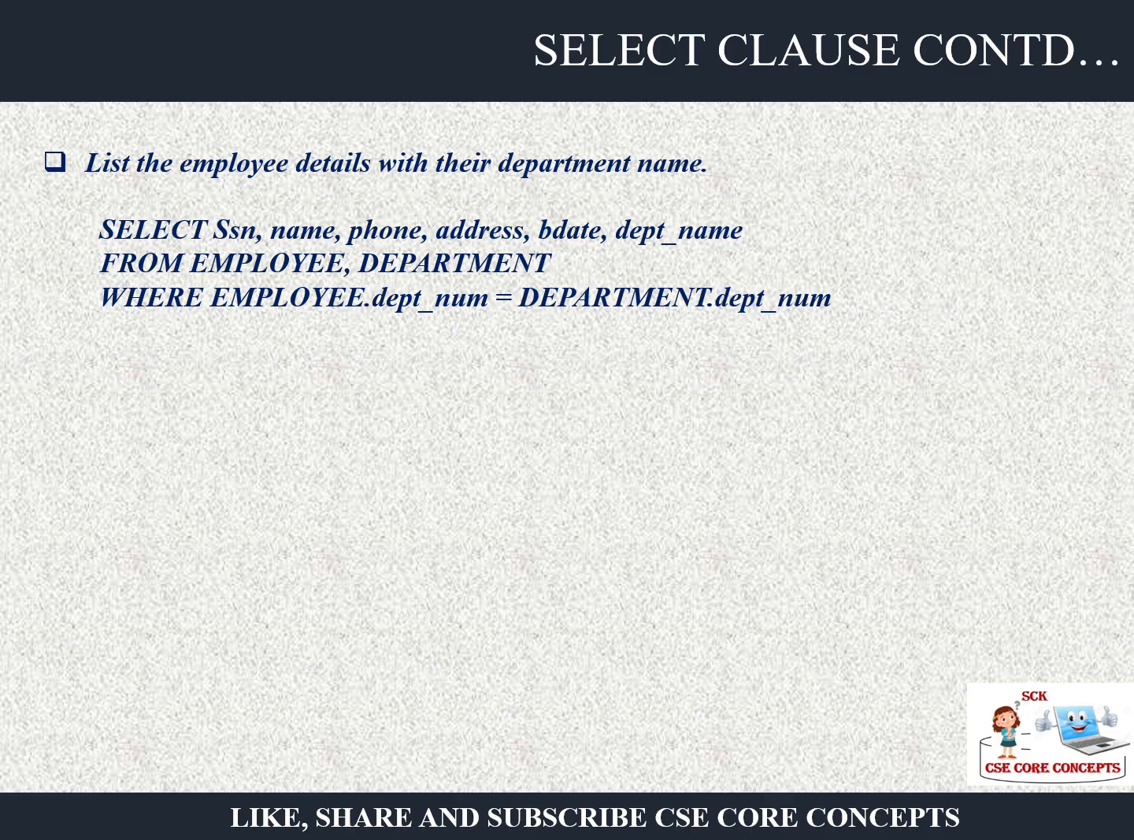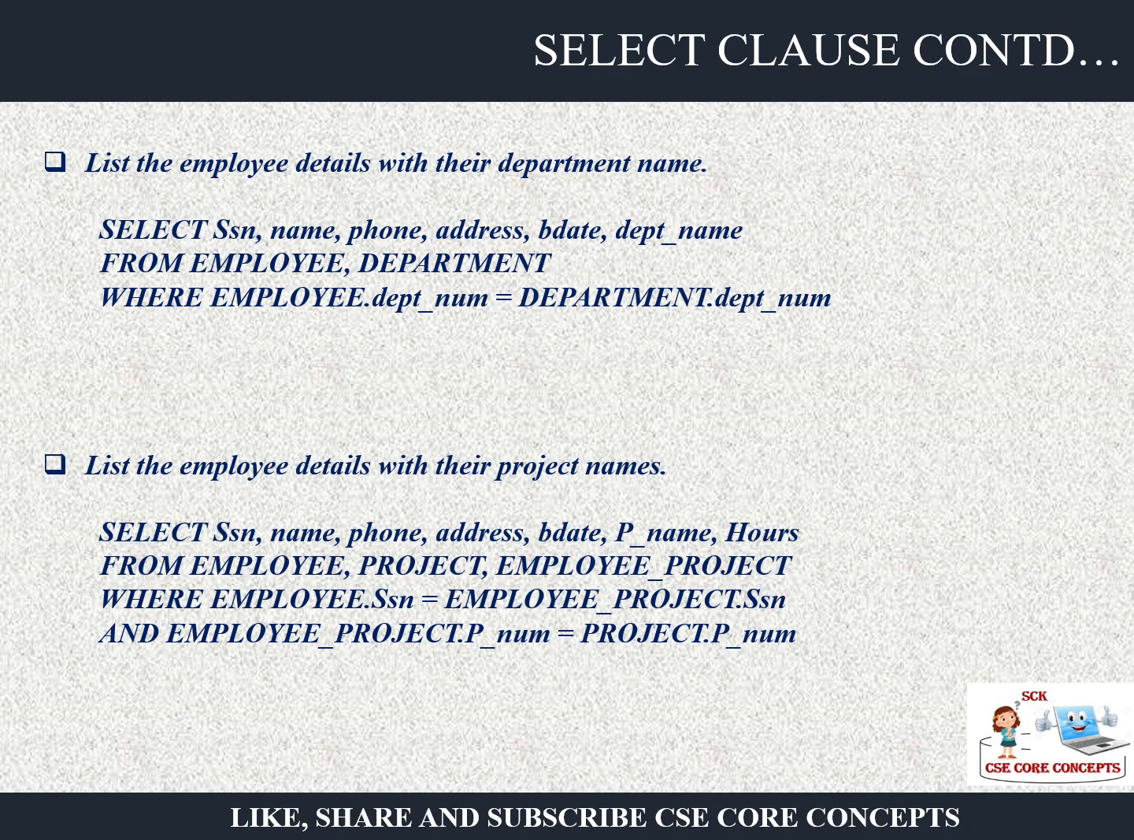So here what we are writing is SELECT SSN, name, phone number, address, birth date and department name. So department name will come from which table? From the two tables I am using here, employee and department, where employee.department number and department.department number are the same. Similarly, I can involve more tables also.